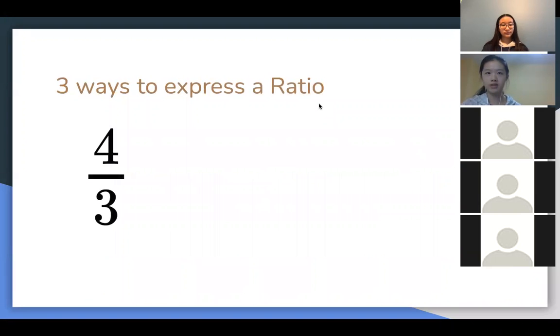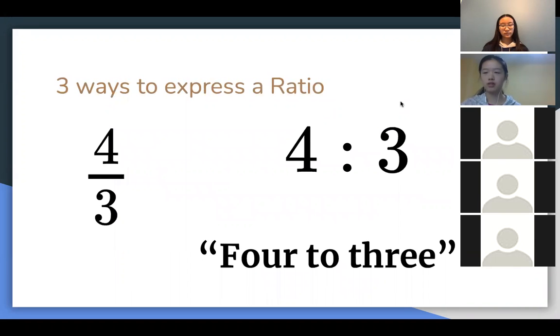So on this slide, you can see 3 ways to express a ratio. The first form is 4/3. This is the fractional form. The second form uses a colon, 4:3, and this is the form you would need to express your answer if they say to express it as a ratio. And finally, you can express a ratio in word form. And to do that, you just connect the two amounts with the word to, so 4 to 3.